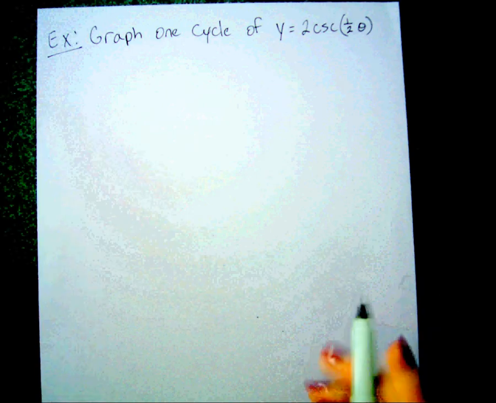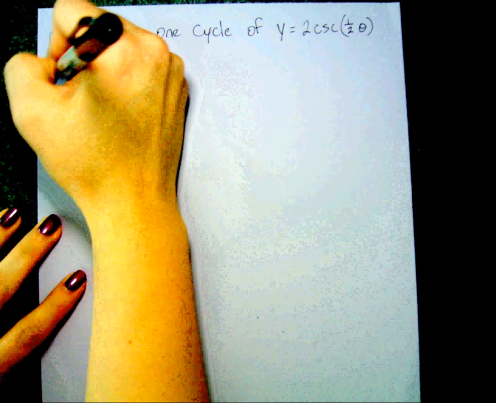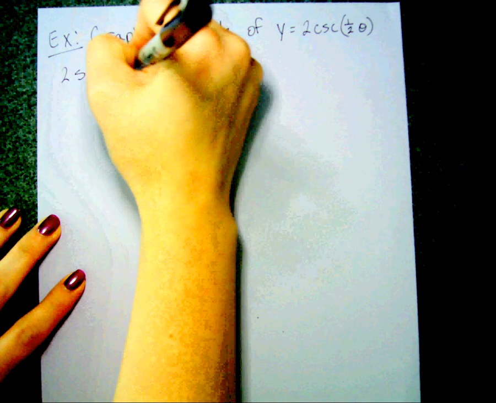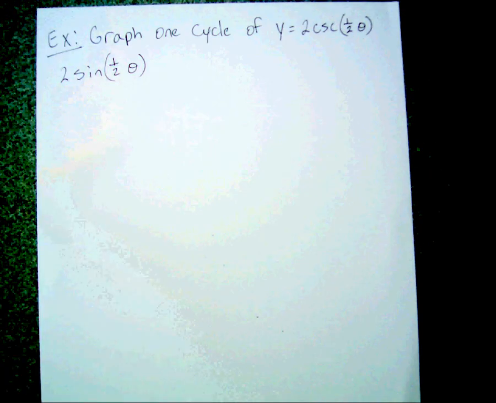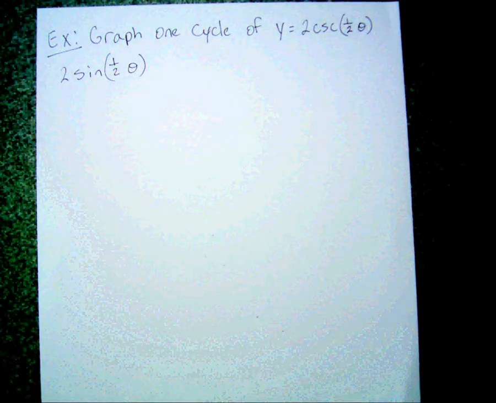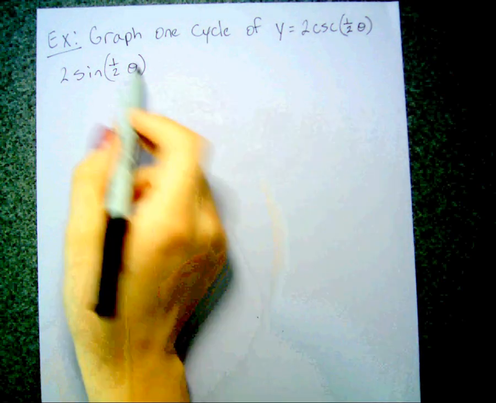Right? So I'm going to start off with 2 sine 1/2 theta. Right, that's what I'm going to start with. 2 sine 1/2 theta. Deal with that, and then the only difference will be when I actually make my graph. And so what do I have going on here? I'm going to go ahead and list out everything I know.